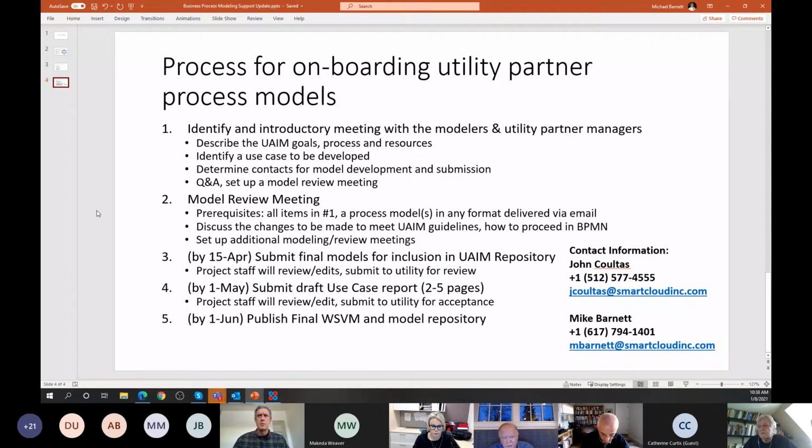We just want to make sure we summarize the good work that you've done in a use case, and there'll be some editing and review as part of that. And then in June, at the very end of this project, we're going to publish, and you'll hear more about this in the next couple of months, a new version of the water sector value model, which is an organization for all those business process models that we collect. So that's a summary. Any quick questions before we move on, or comments from you, Scott or Cello?